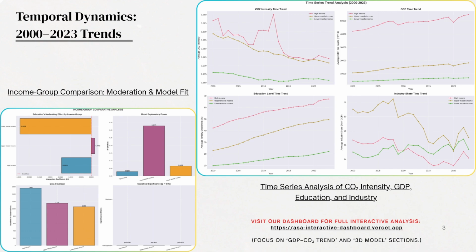On the left, the bar charts show the panel regression results. The first one measures the moderating effect of education. Negative values indicate that education reduces the carbon cost of growth. The second chart shows model explanatory power, R-squared, which is strongest for middle income groups, meaning the relationship is most dynamic in developing economies. The overall conclusion is that education acts as a stabilizer. It helps countries grow economically while minimizing environmental impact.